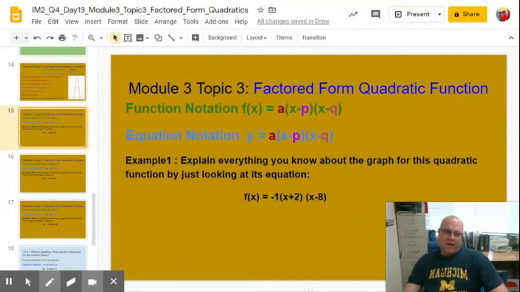I want to look at the three examples we have here. So I give you a quadratic function in factored form. I want you to explain everything you know about the graph for the quadratic function. So what do we know about the parabola? What does it look like?